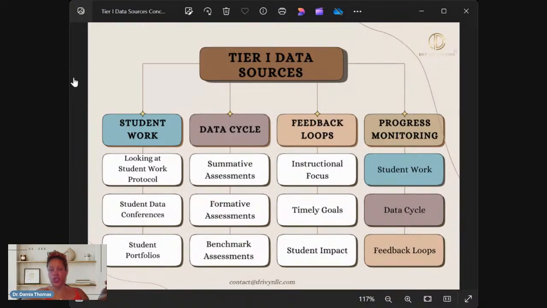Would you be able to do it maybe with a specific grade level first, just to try it out, work out the kinks before you introduce it to the rest of the staff? What are some pieces that may make you a little apprehensive about this Looking at Student Work Protocol?